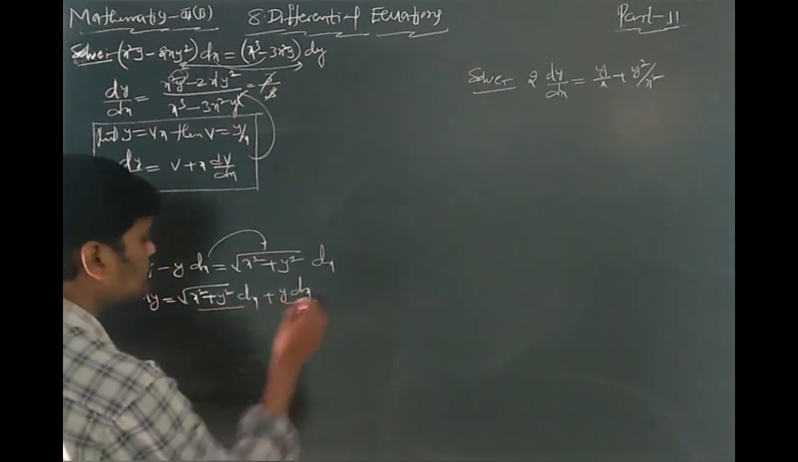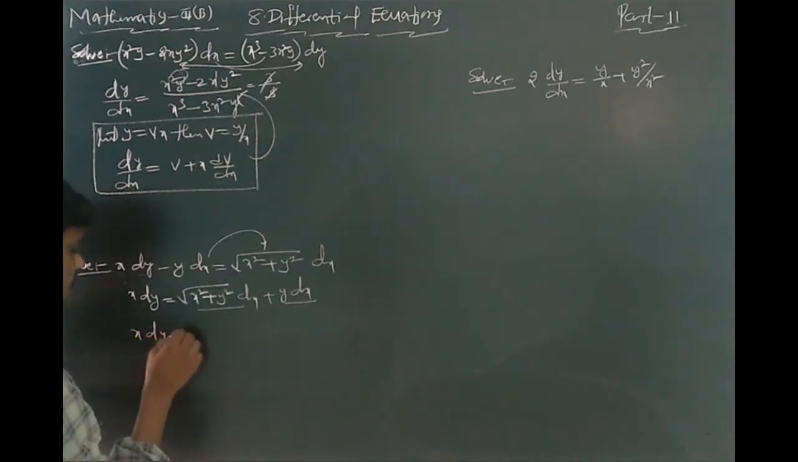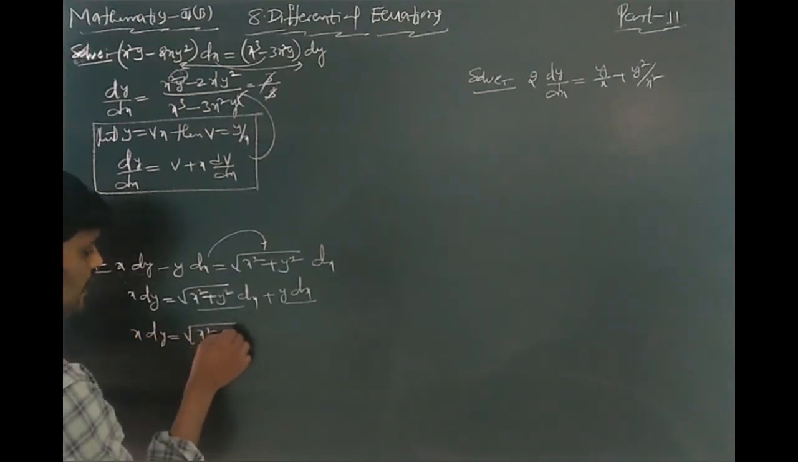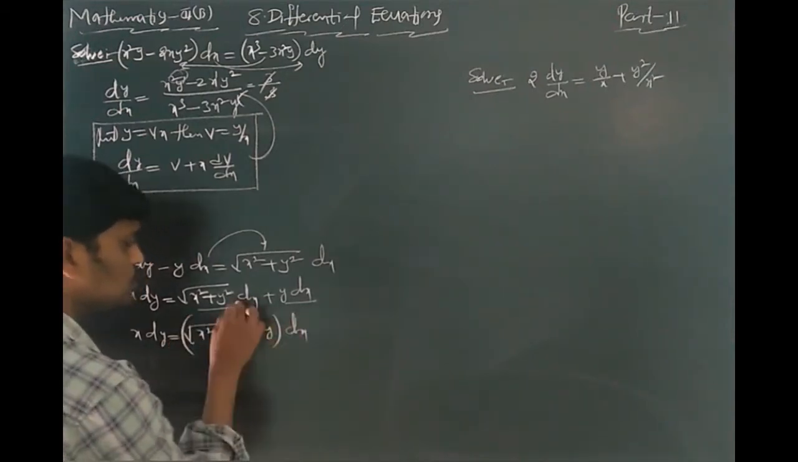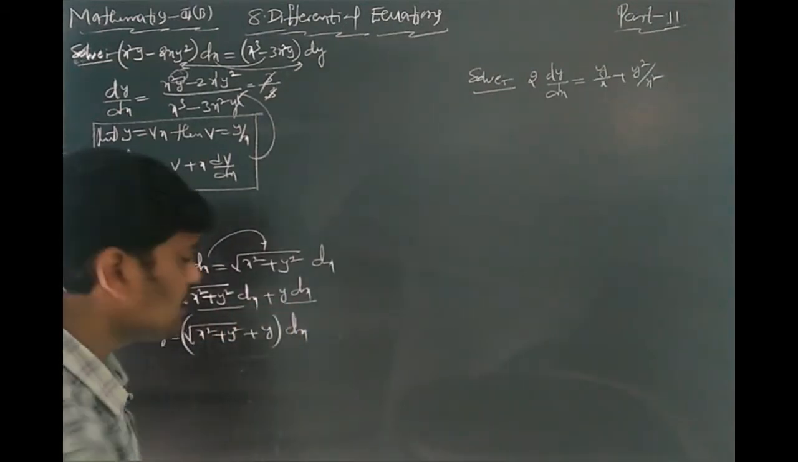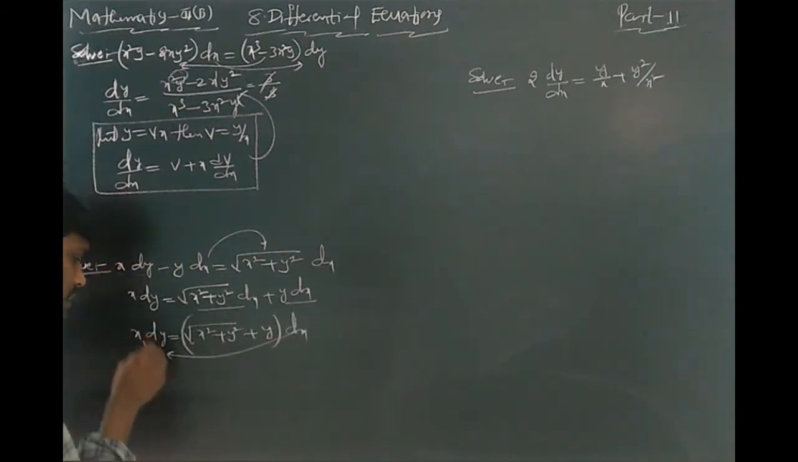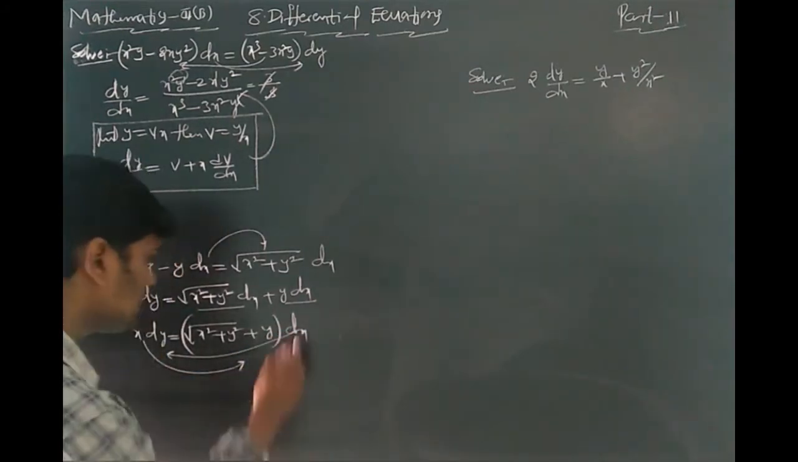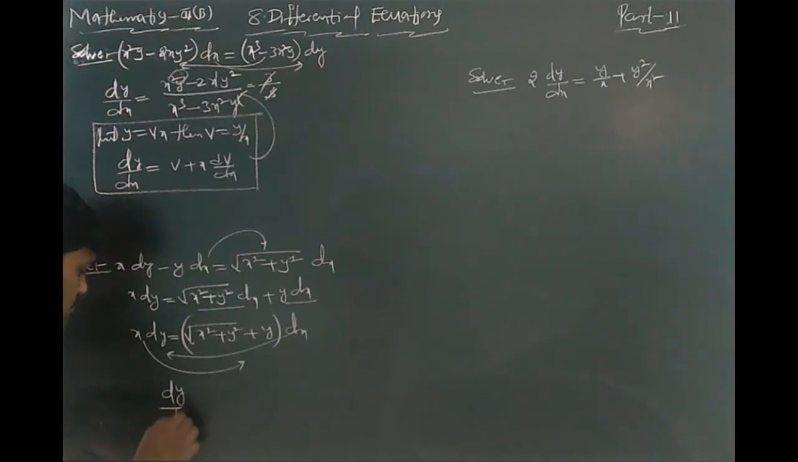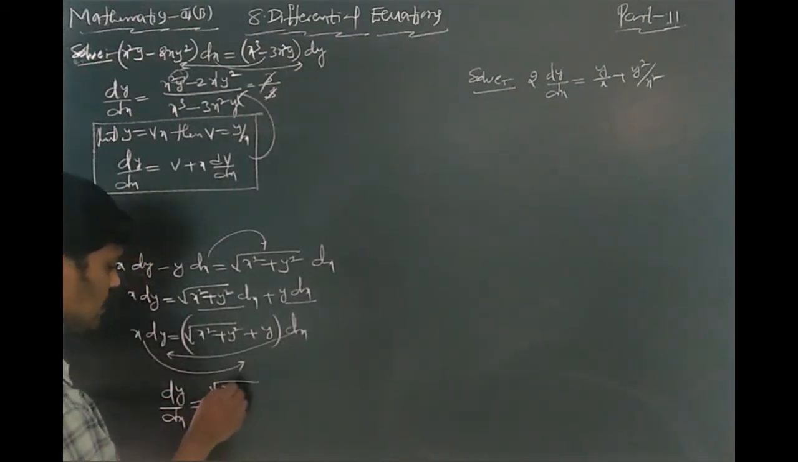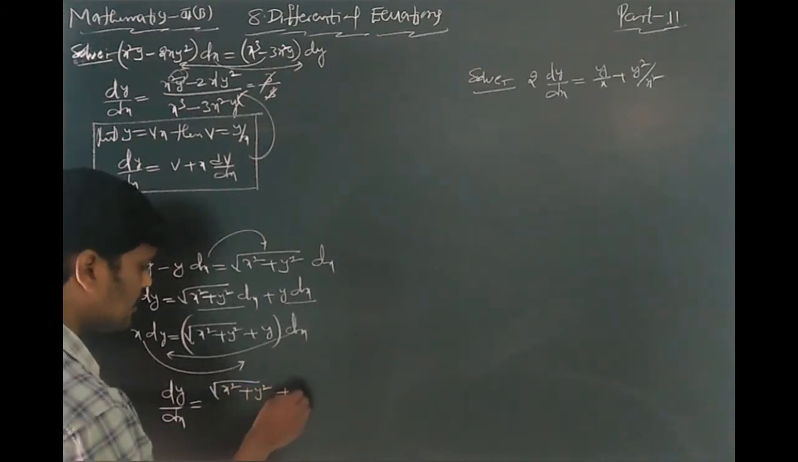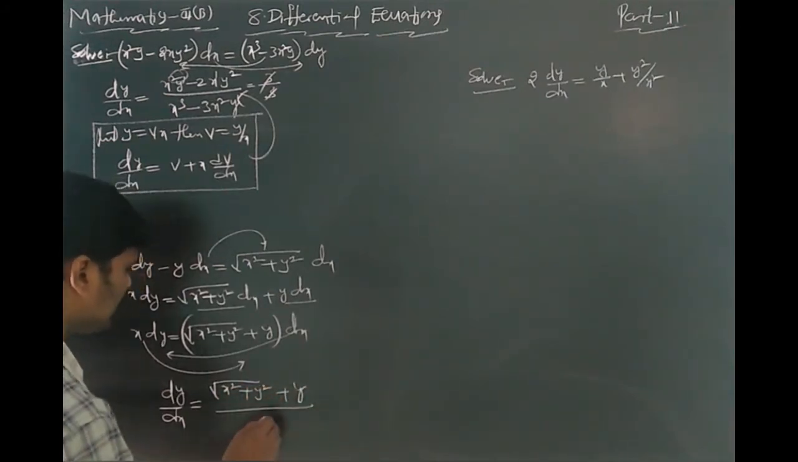In these two terms, you can take dx common: square root of x square plus y square plus y, whole into dx. After that, this dx goes to here, and this value goes to here. You get what, friends? dy by dx is equal to square root of x square plus y square plus y, over x.